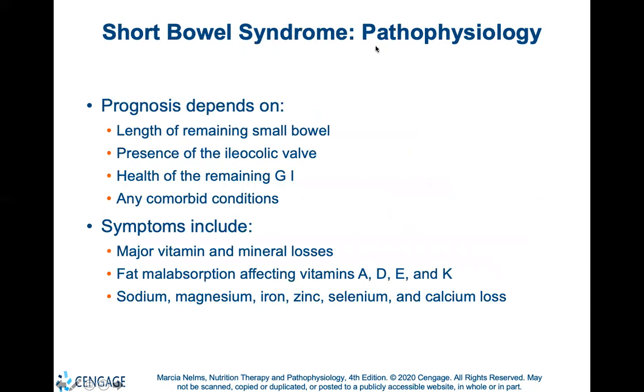Short bowel syndrome's pathophysiology: the prognosis depends on the length of remaining small bowel, presence of the ileocecal valve, health of the remaining GI tract, and any comorbidities that the patient may have. Some symptoms can include major vitamin and mineral losses, fat malabsorption affecting vitamins A, D, E, and K, and sodium, magnesium, iron, zinc, selenium, and calcium losses.